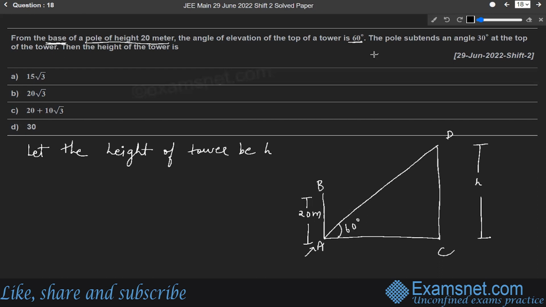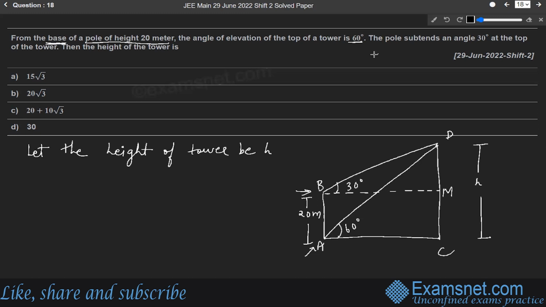One more angle is given, which is that the pole subtends an angle of 30 degrees at the top of the tower. So from the top of the pole, an angle is made to the top of the tower, which is 30 degrees. Let us make a horizontal line here and join BD. B is the top of the pole and D is the top of the tower. An angle is made here, which is 30 degrees. Let us name this point M.